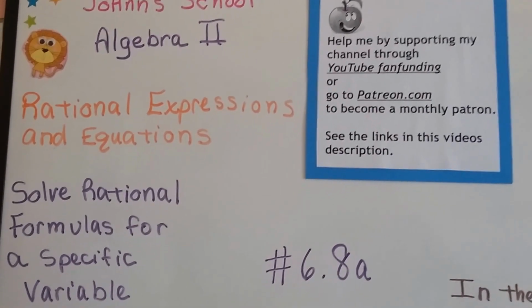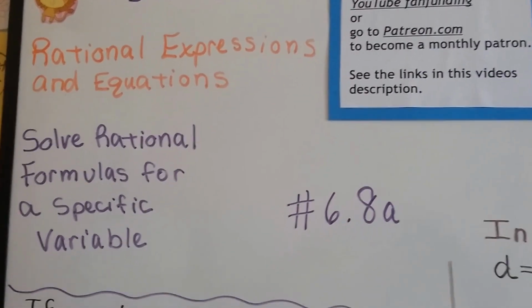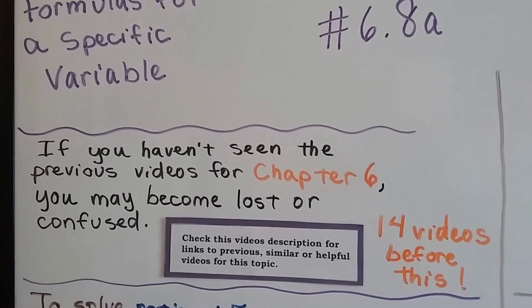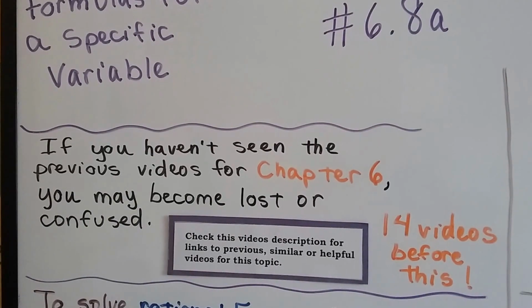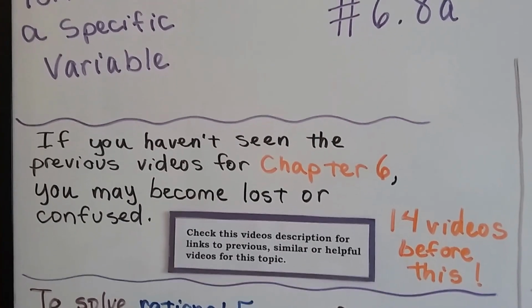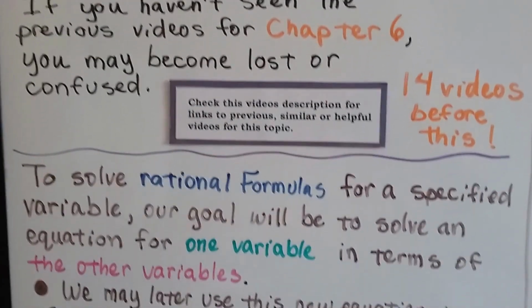Algebra 2 6.8a: solve rational formulas for a specific variable. Now we talked about this a little bit in the previous video. We now have 14 videos for Chapter 6, and if you haven't seen them, you can click on this video's description and watch those so you don't become lost.